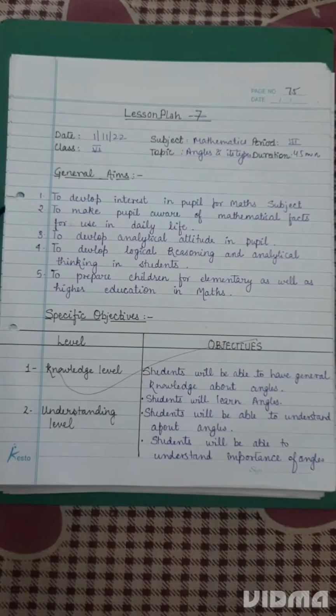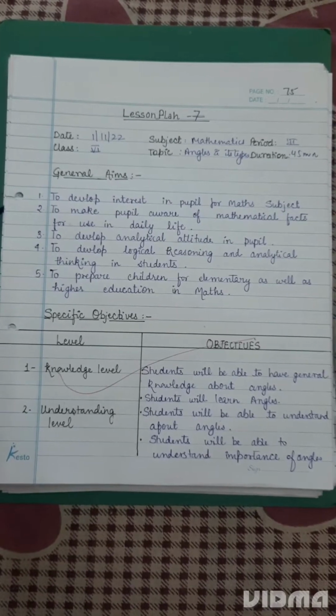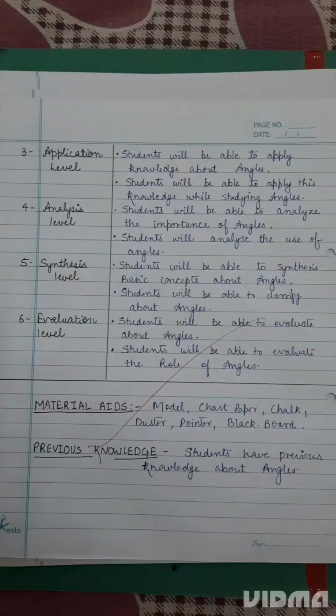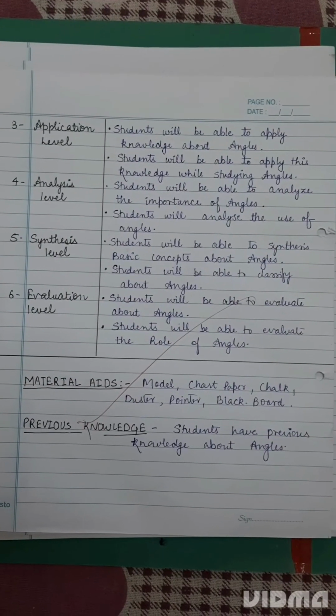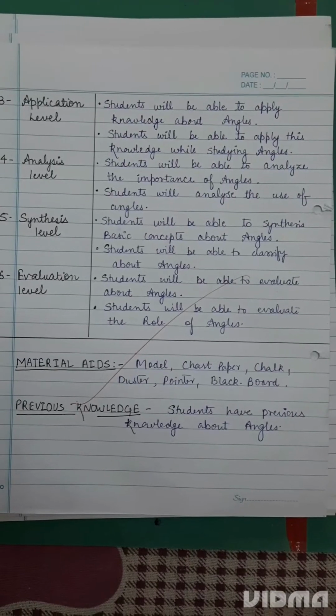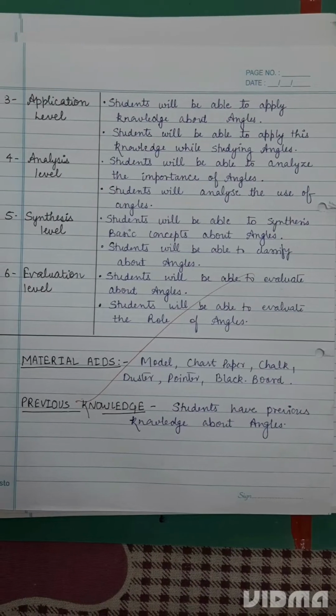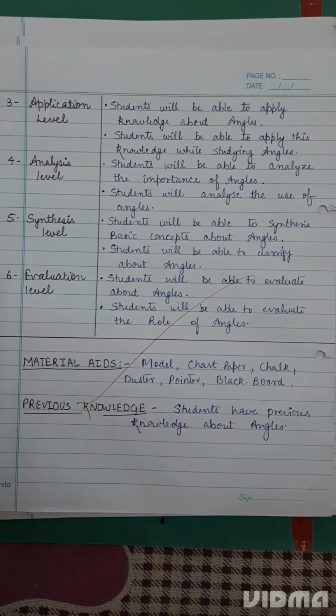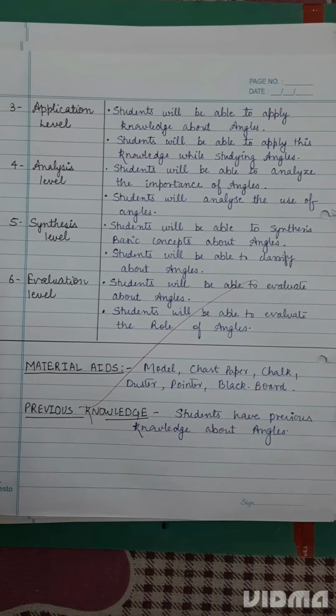Students will be able to understand about angles. Students will be able to understand the importance of angles. Our third level is application level. Students will be able to apply knowledge about angles. Students will be able to apply this knowledge while studying angles.